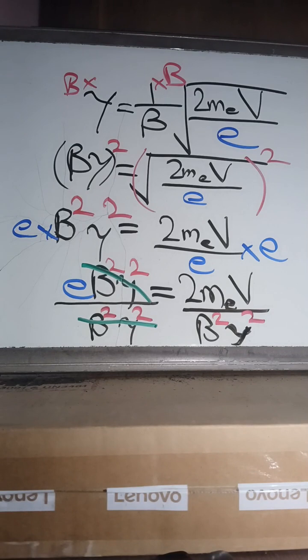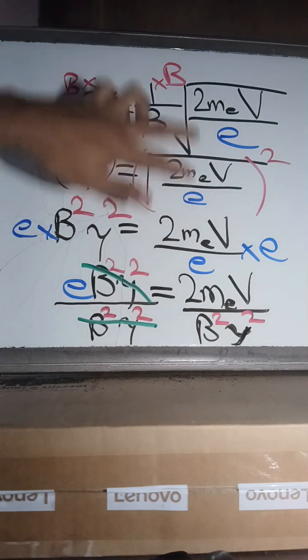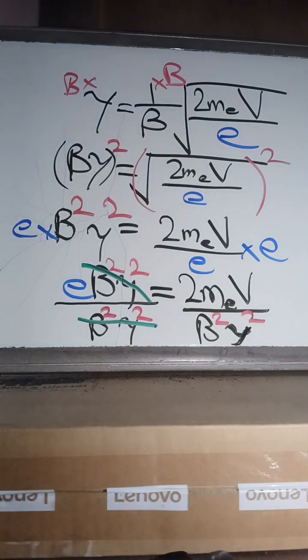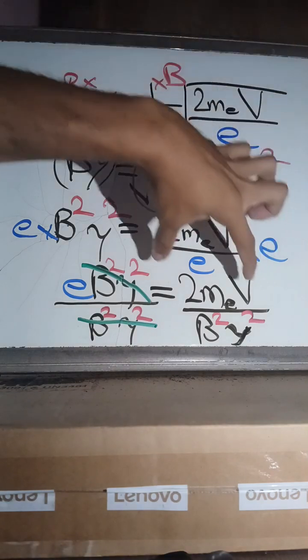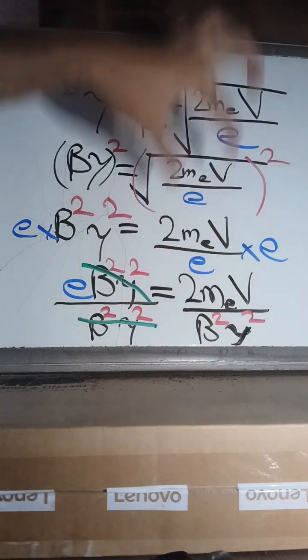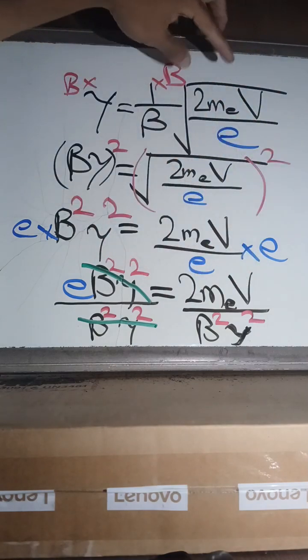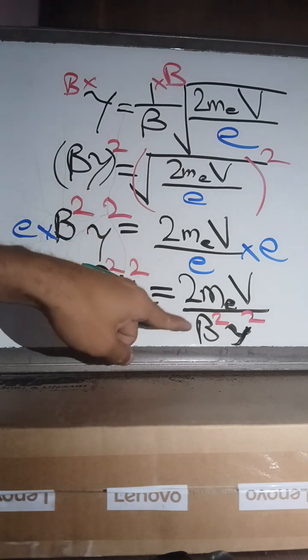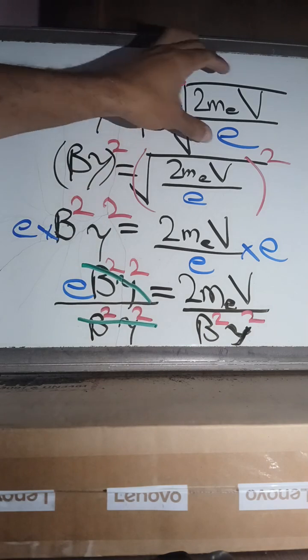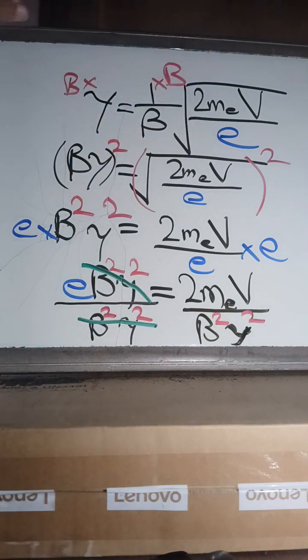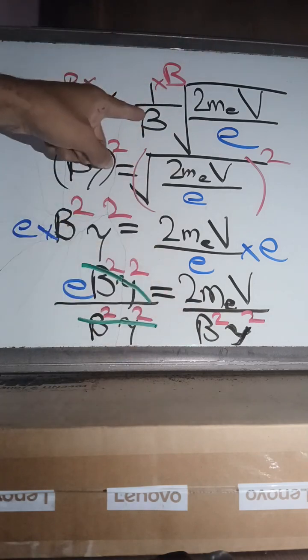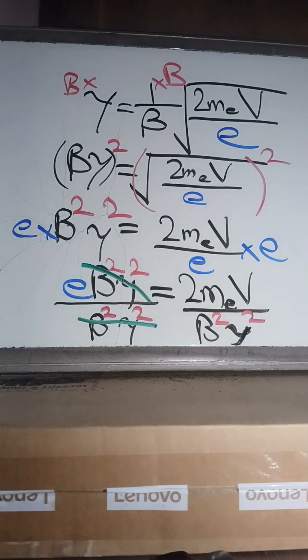Let's see, would this work? If I put that here, yep. Yeah, it actually worked. If I divide this by this, I end up with b squared y squared over 2mv times 2mv. The 2mv's cancel, leaving me with b squared y squared. If I put that under here and square root that, I end up with by. But by times 1 over b, I end up with just a y there.